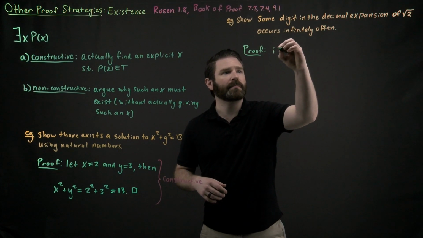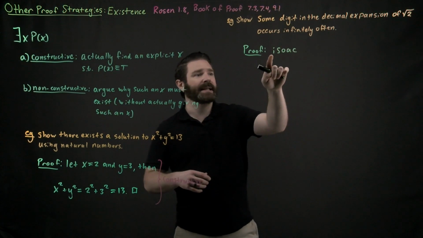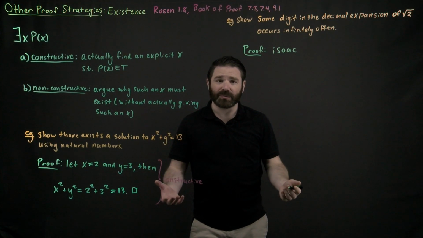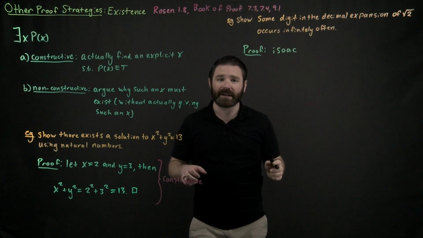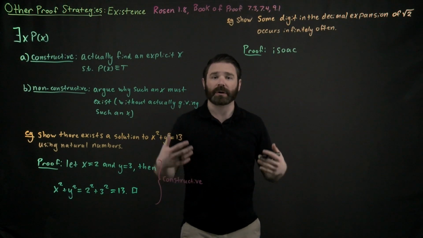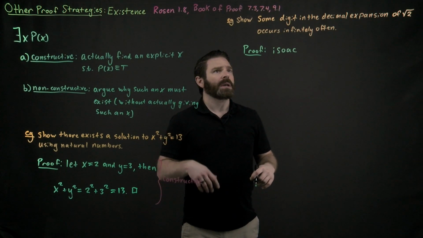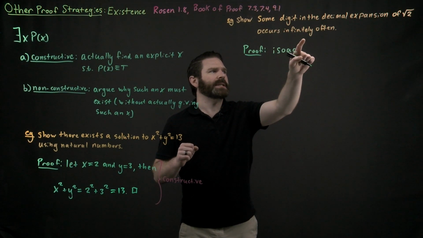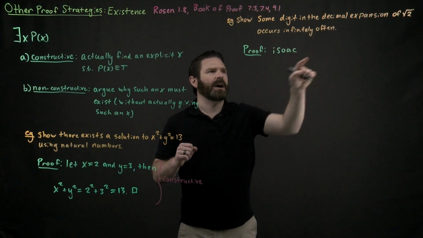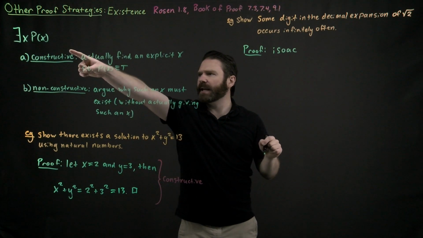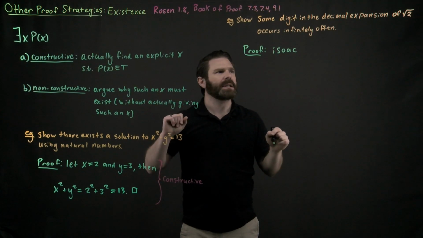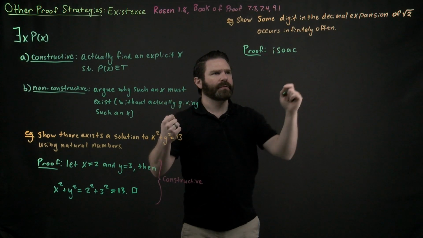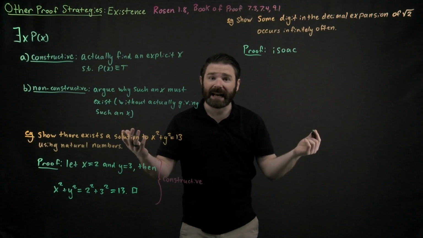So once again, in search of a contradiction, I'm going to assume the negation of this statement right here and see if that leads to some sort of contradiction. So what's the negation of the statement? Show that some digit occurs infinitely often. So thinking about it in that form, the negation of that statement would then be every digit in the square root of 2 occurs finitely often.